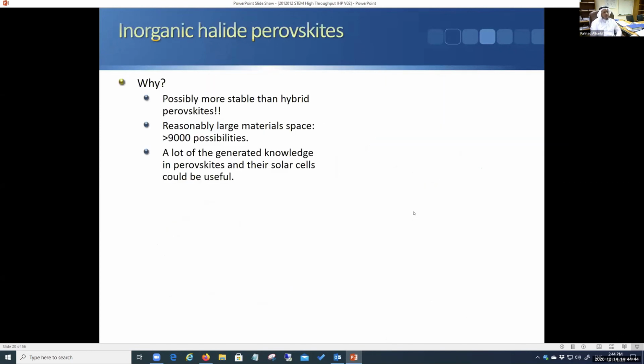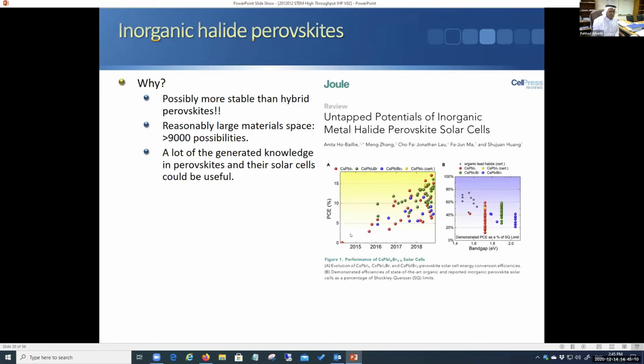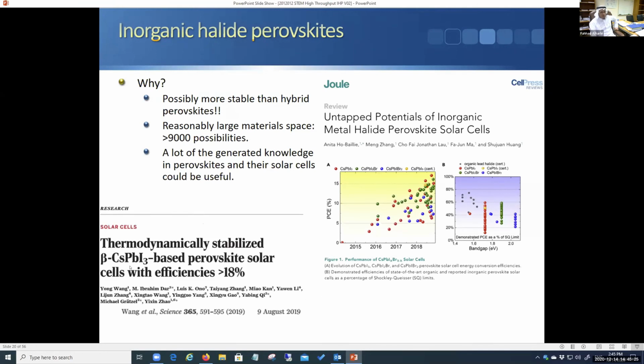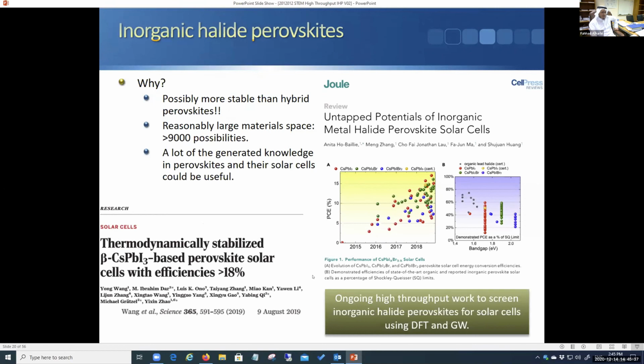Let me now go to why inorganic perovskite. When we go from the organic cation to inorganic, hopefully that will make the material more stable. Also, we can have a reasonably large material space. It's 9,000 combinations if we consider the uncommon oxidation states. And a lot of the knowledge known for methyl ammonium lead iodide can be transferred over. This has been suggested by many, and I'm just showing here the paper, also from Australia, on the untapped potential of inorganic metal halide perovskite. And just to show the potential, this is cesium lead iodide, and people already realized 18% efficiency last year. So there is really good potential for a pure inorganic halide perovskite.